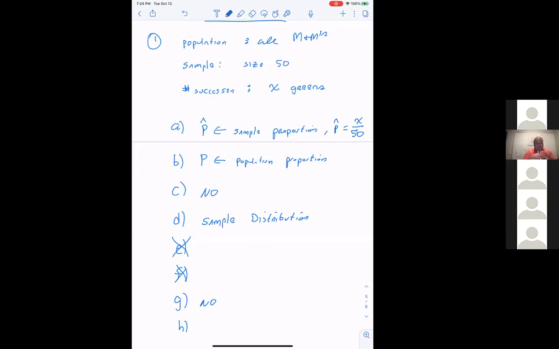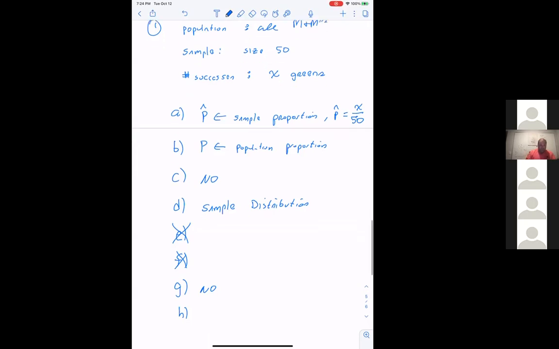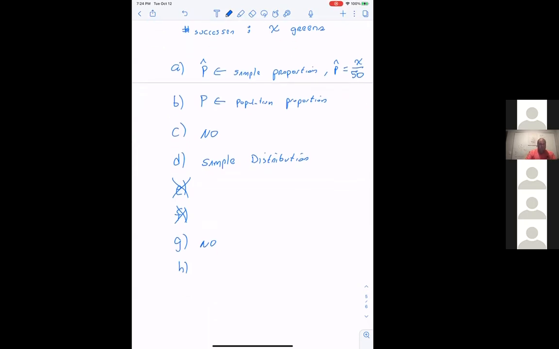Do these sample distributions appear approximately bell-shaped? Do they appear approximately bell-shaped? Kind of.